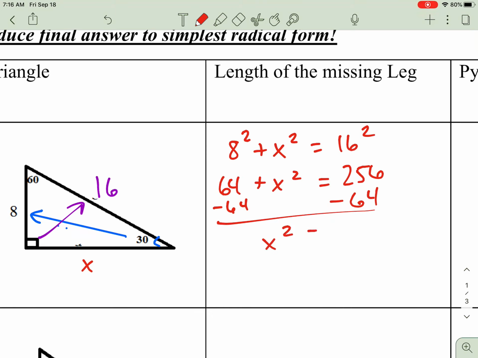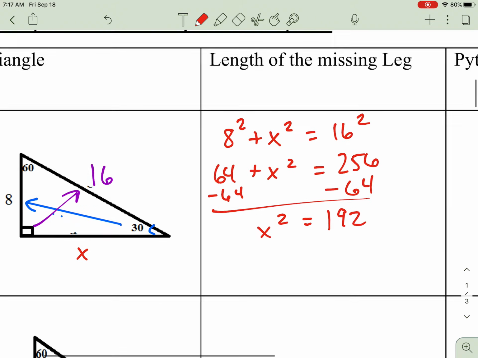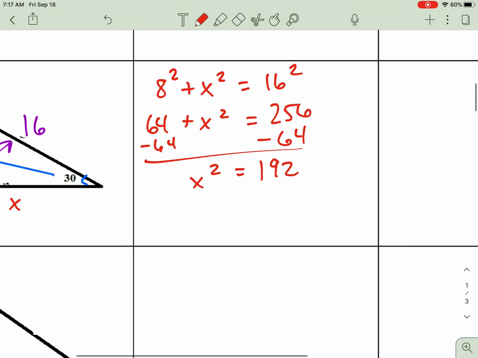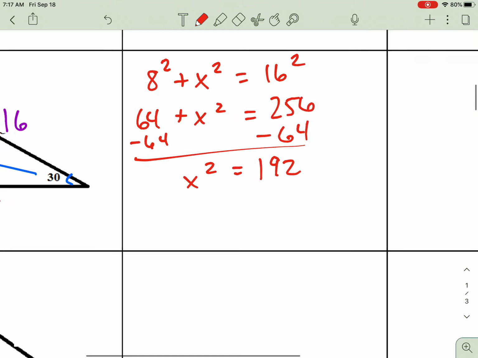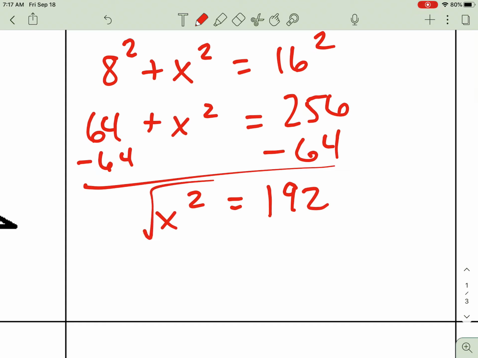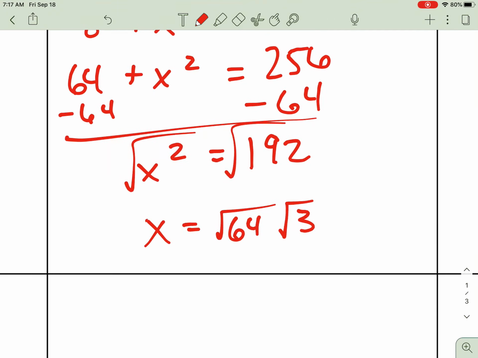You get x squared equals, what is that? 192, I think. Okay. Which you can split into, when we get our calculator, if you think about it, you can split into x equals 64, which we just took out of it, and 3. Okay, so square root of 64 is 8, so 8 radical 3. So there's our length of our leg.